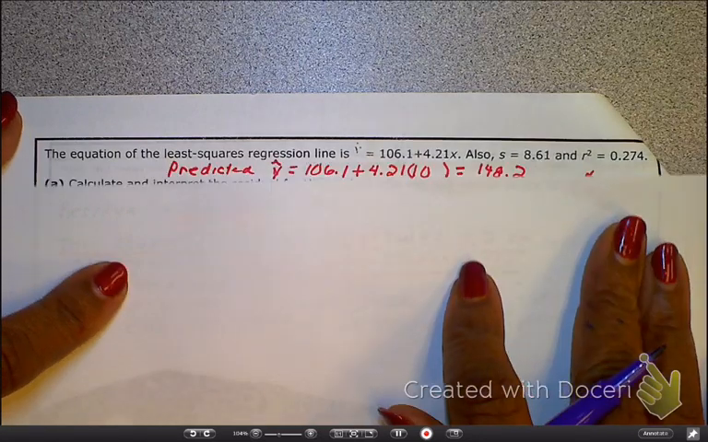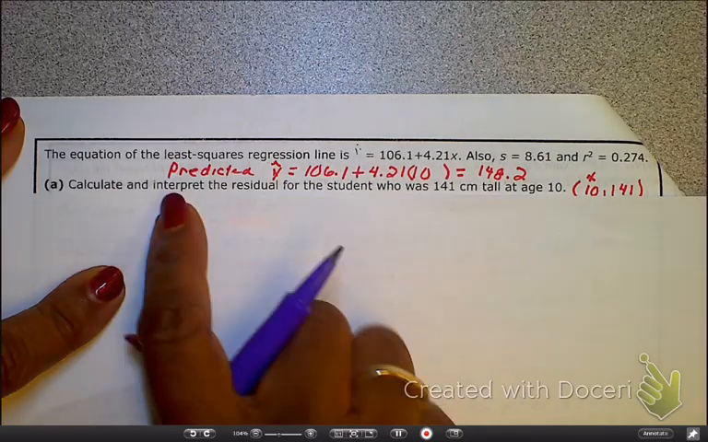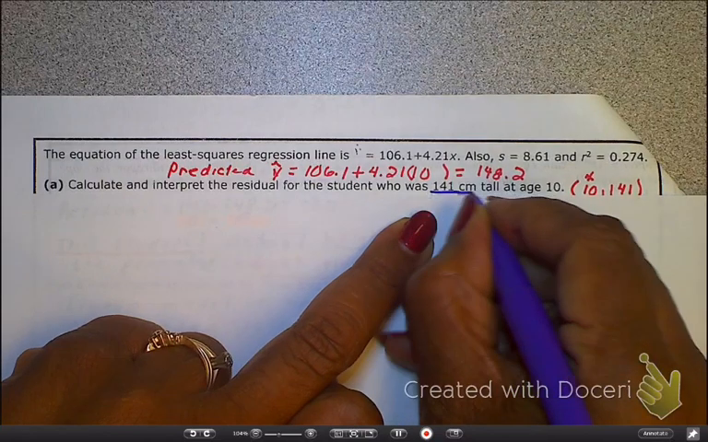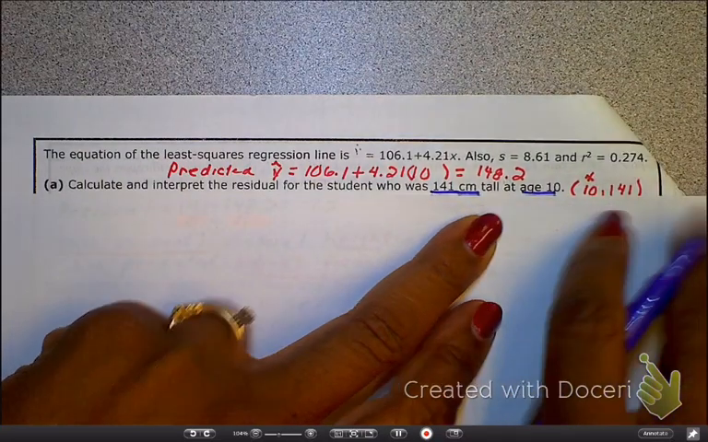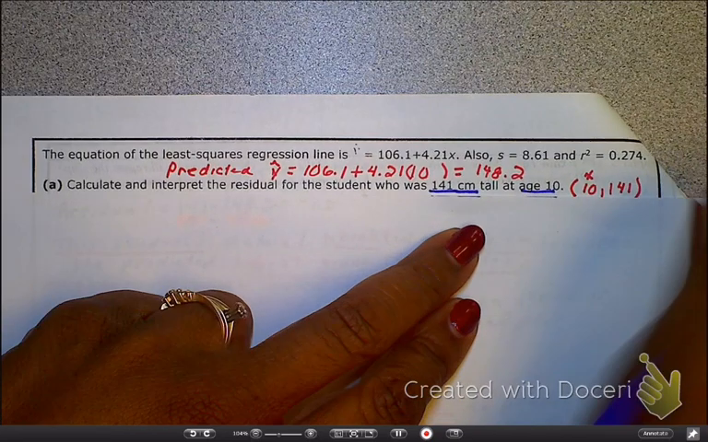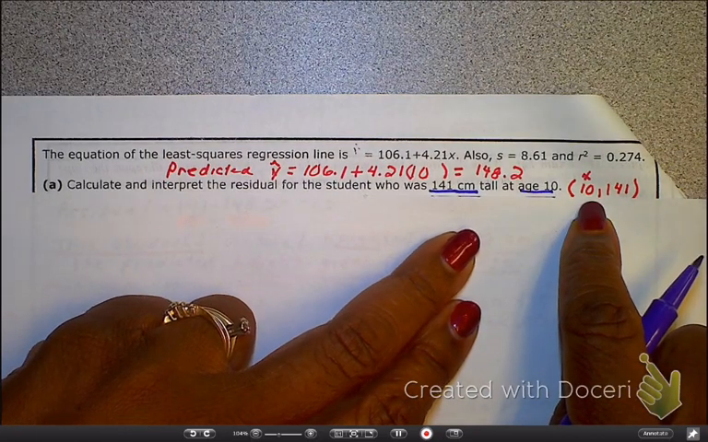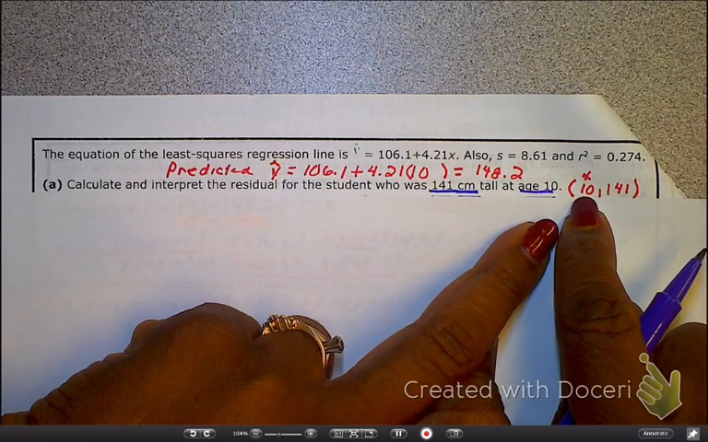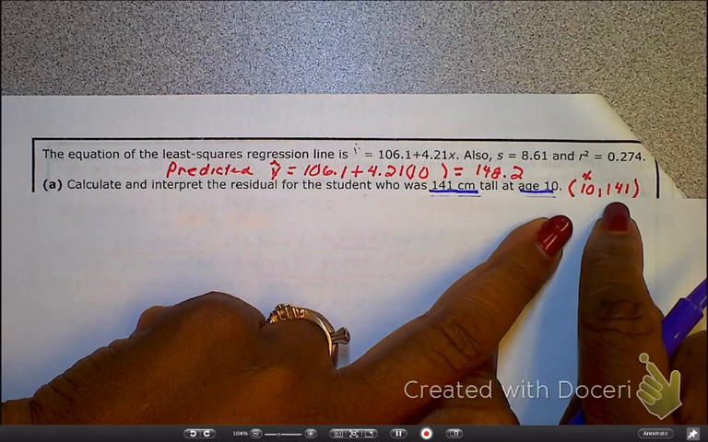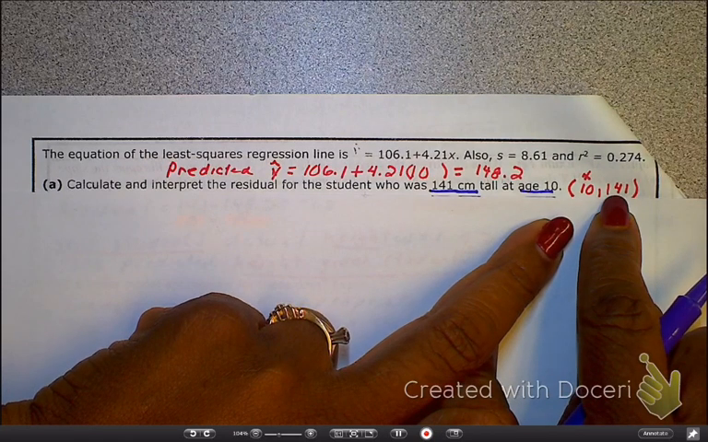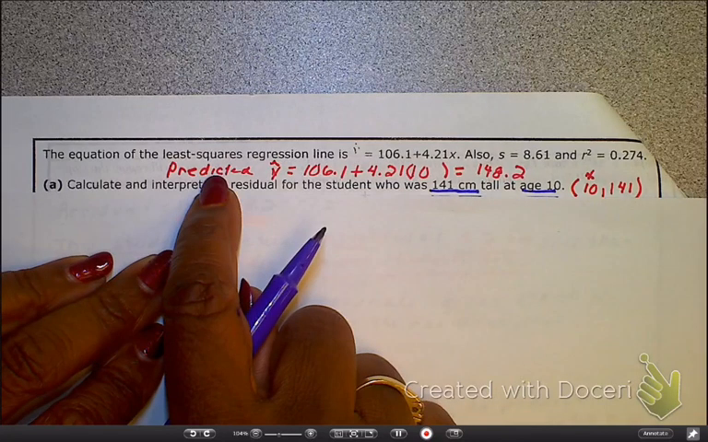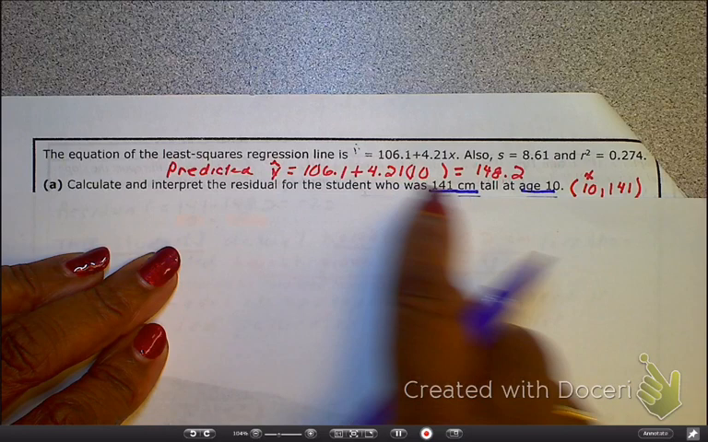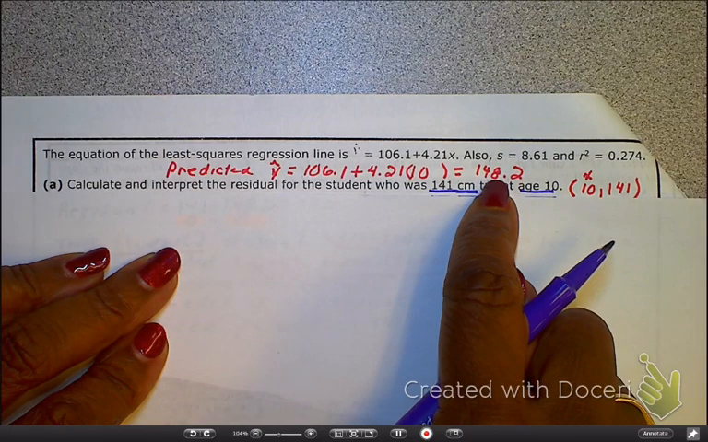So they asked me to calculate and interpret the residual for a student who is 141 centimeters at age 10. So math mode for a minute, I am putting it as a point, and remember this is our age, and this right here is our observed or our actual piece of data. They want our predicted. So here I'm just going to take that age of X and plug it into the equation, and this is what the answer would be if it were on that prediction line.